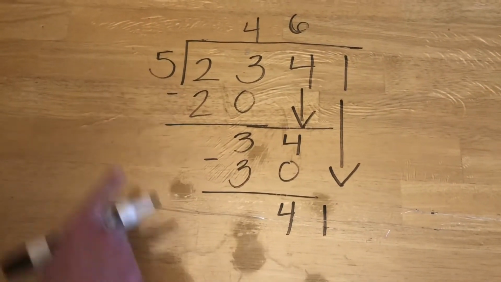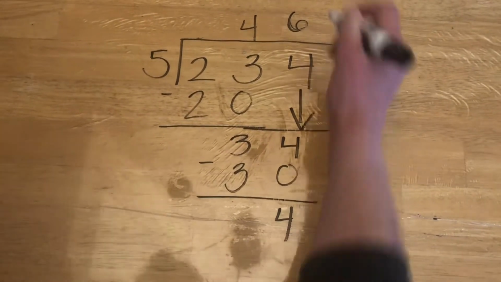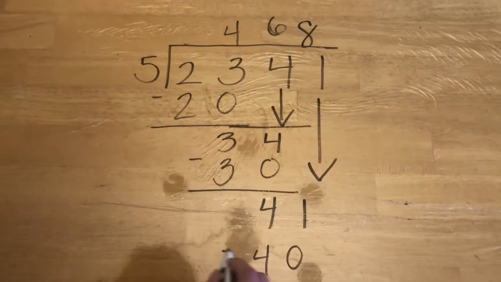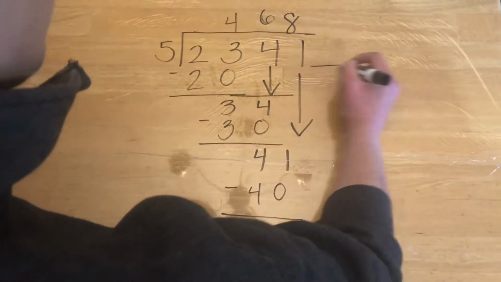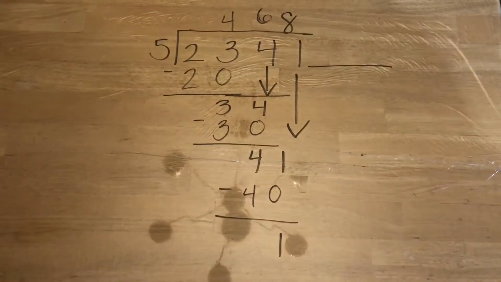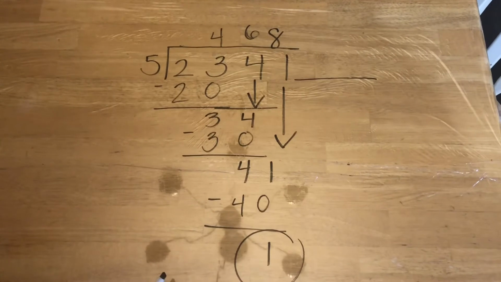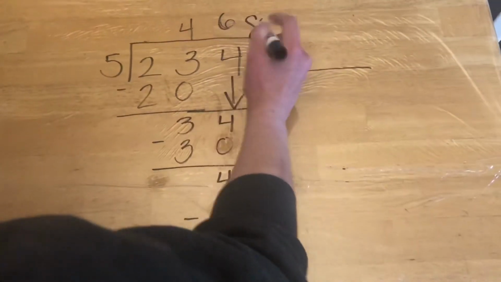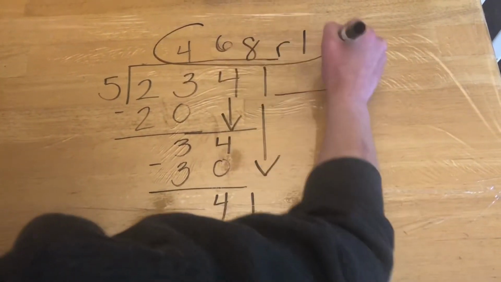How many 5s go into 41? 8. 8 times 5 is 40. And we do our subtraction, and we get 1. But I'm all out of numbers over here, so there's nothing to bring down. So I'm left with this 1. So that means that my answer, my quotient, is 468, remainder 1. And that's how we write it.